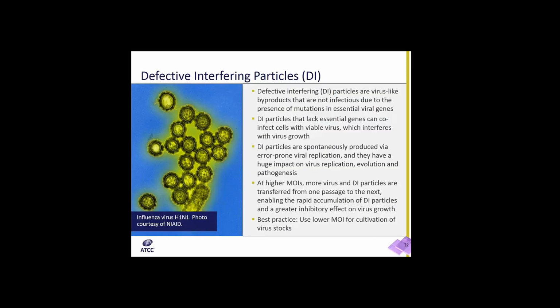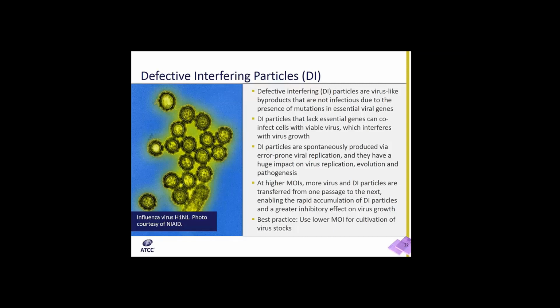So the reason that we really pay attention to the MOI is because of defective interfering particles. These are virus-like byproducts. They're not infectious due to the presence of mutations in some of the essential viral genes, so they cannot replicate on their own. They are biologically active, and they are well known to have a huge impact on virus replication, evolution, as well as pathogenesis. Even though they cannot replicate, when they co-infect cells with a viable intact virion, they can interfere with the growth of the virus.